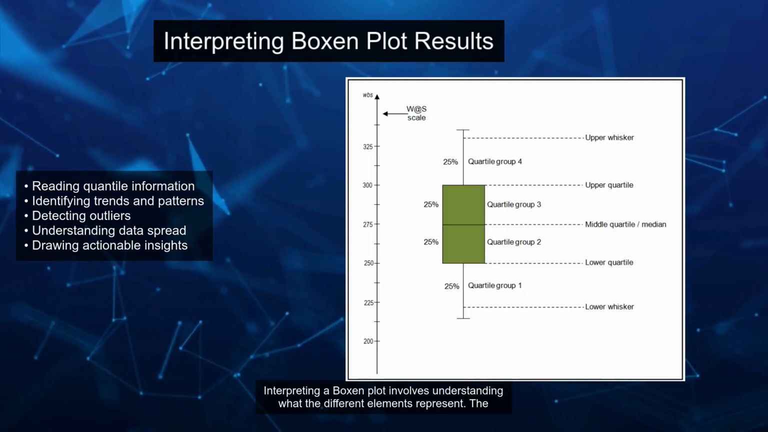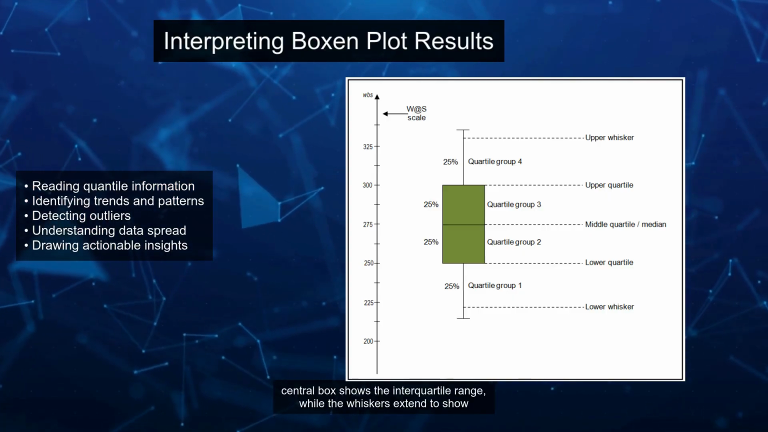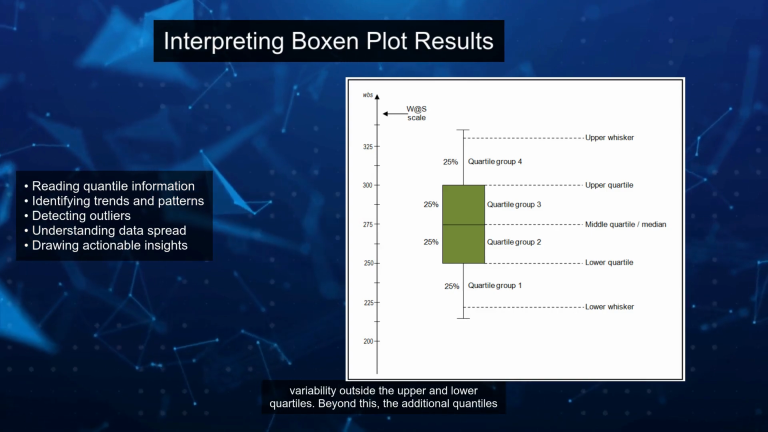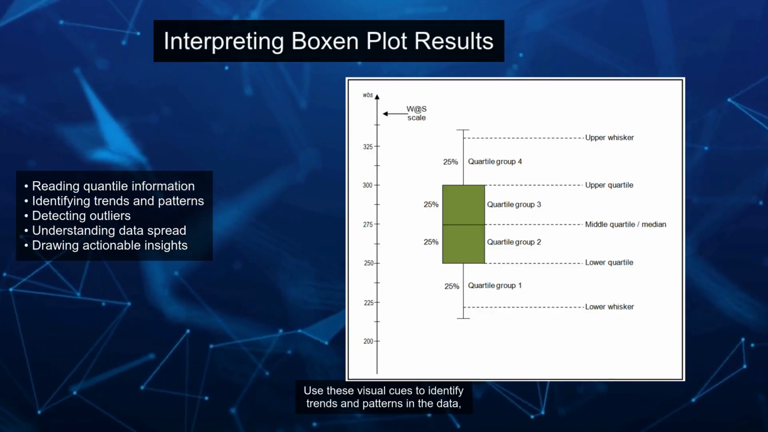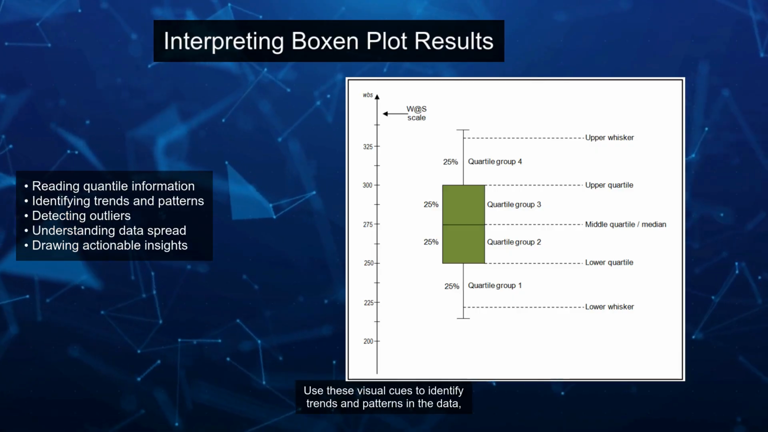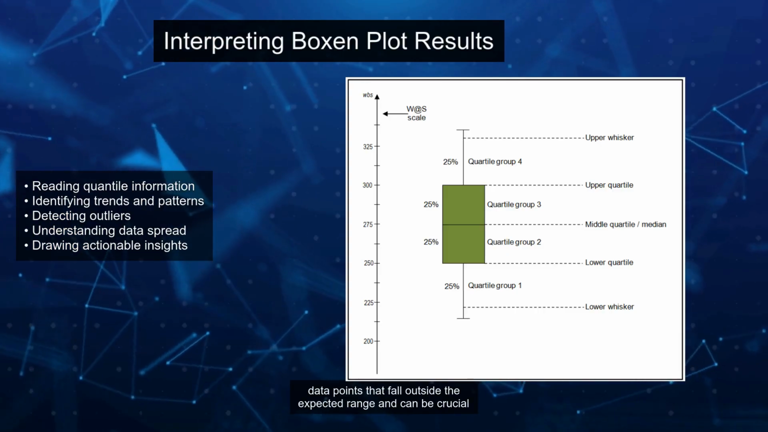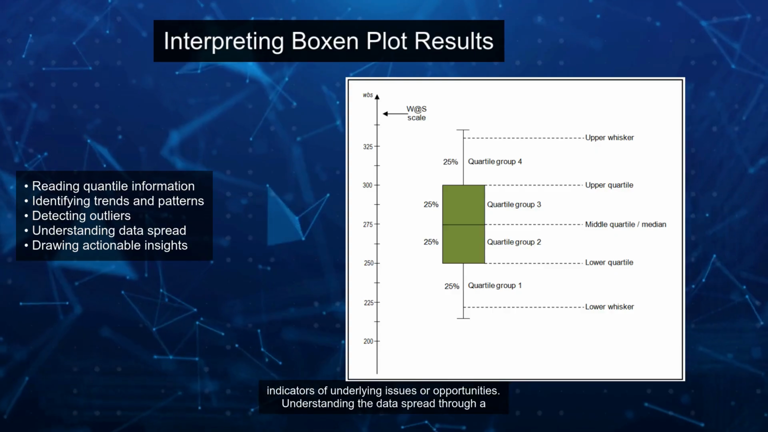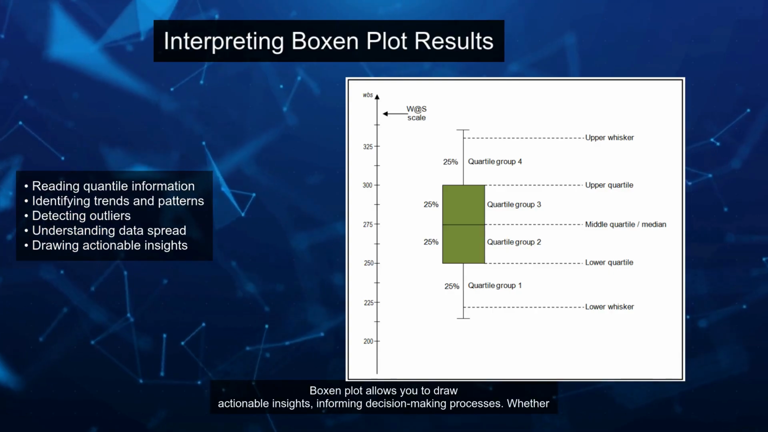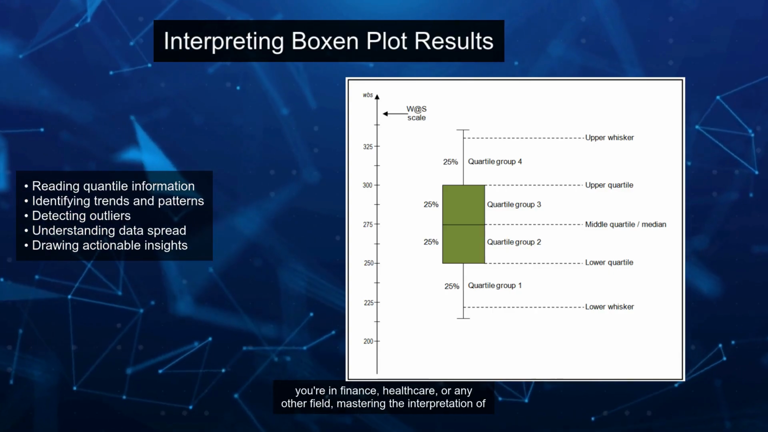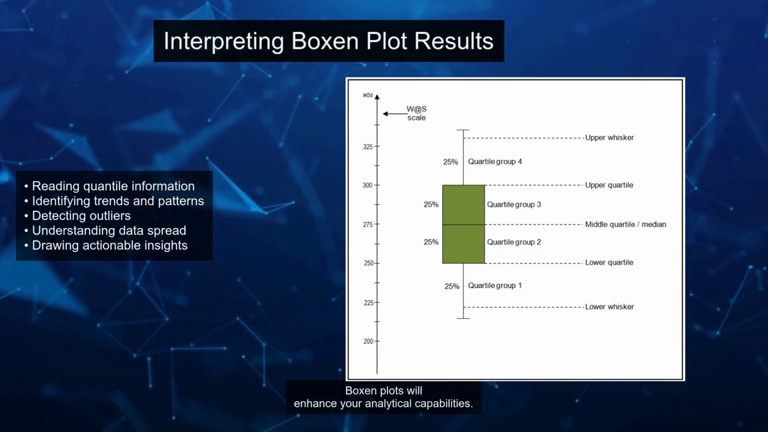Interpreting a Boxen Plot involves understanding what the different elements represent. The central box shows the interquartile range, while the whiskers extend to show variability outside the upper and lower quartiles. Beyond this, the additional quantiles in a Boxen Plot provide a detailed view of the distribution's tails. Use these visual cues to identify trends and patterns in the data, such as shifts in distribution or the presence of outliers. Outliers are data points that fall outside the expected range and can be crucial indicators of underlying issues or opportunities. Understanding the data spread through a Boxen Plot allows you to draw actionable insights, informing decision-making processes. Whether you're in finance, healthcare, or any other field, mastering the interpretation of Boxen Plots will enhance your analytical capabilities.